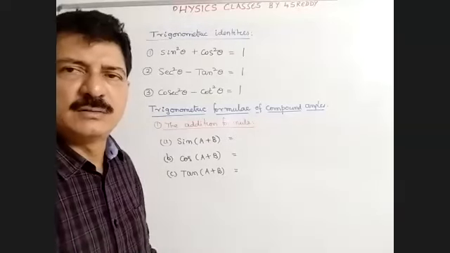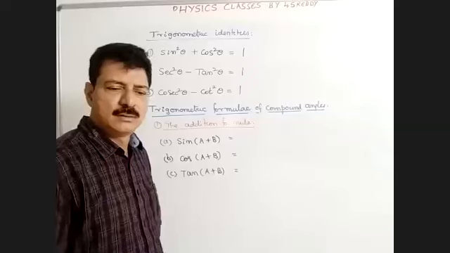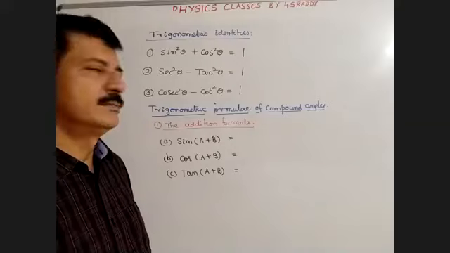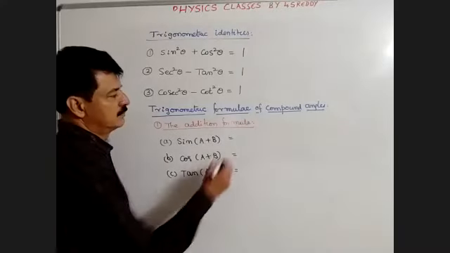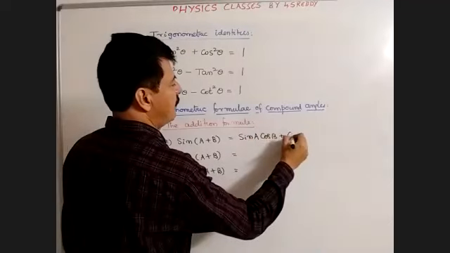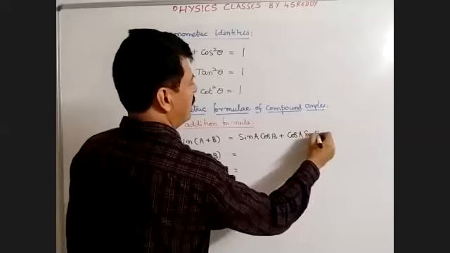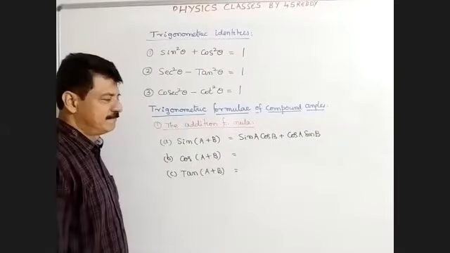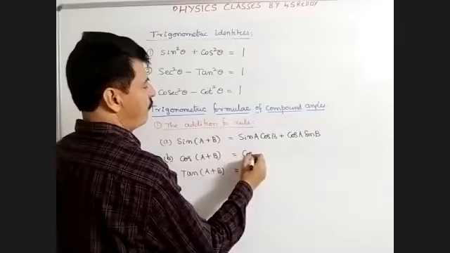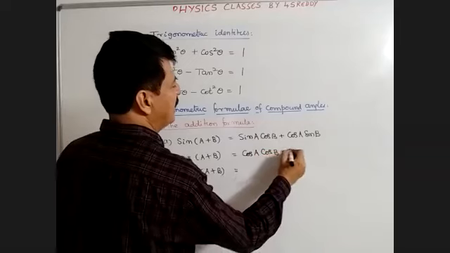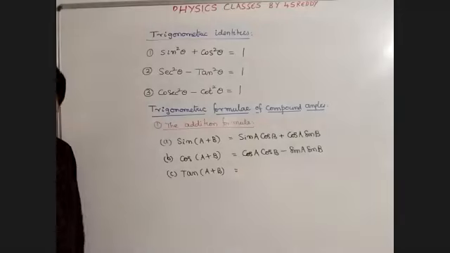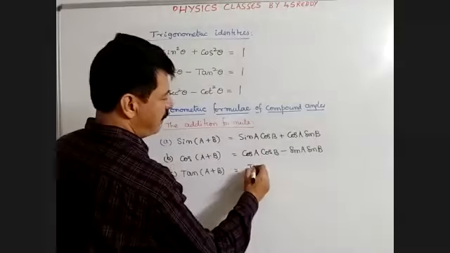No one knows this. Gayatri. Sir. Tell me. Sin of a plus b is equal to sin a cos b plus cos a sin b. What about the second one? Cos of a plus b is equal to cos a cos b minus sin a sin b. Third one: tan of a plus b is equal to tan a plus tan b divided by 1 minus tan a tan b.